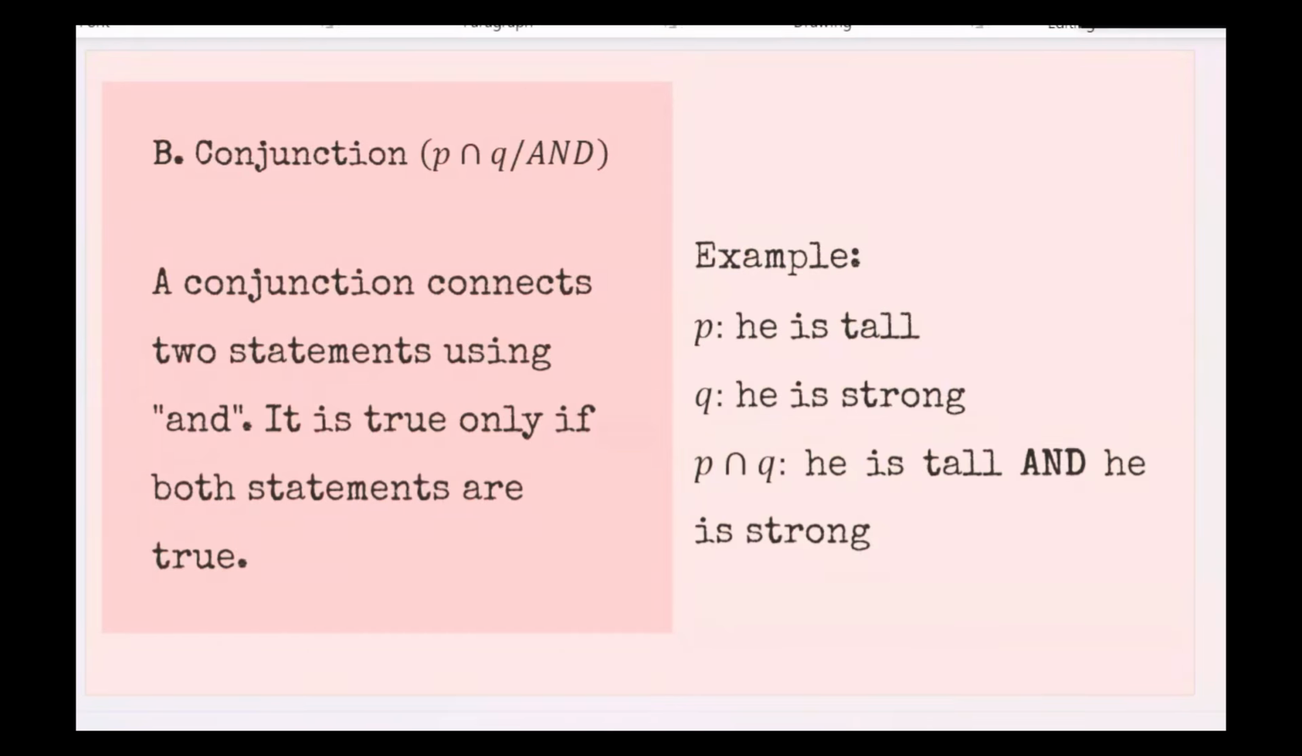Conjunction. The conjunction connects two statements using and. It is true only if both statements are true. For example, P: he is tall. Q: he is strong. P conjunction Q: he is tall and he is strong.